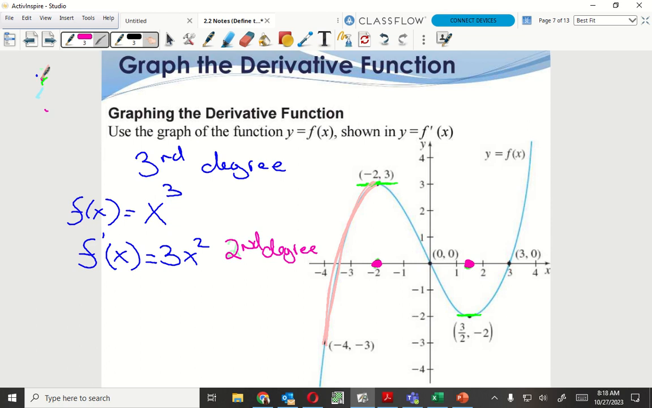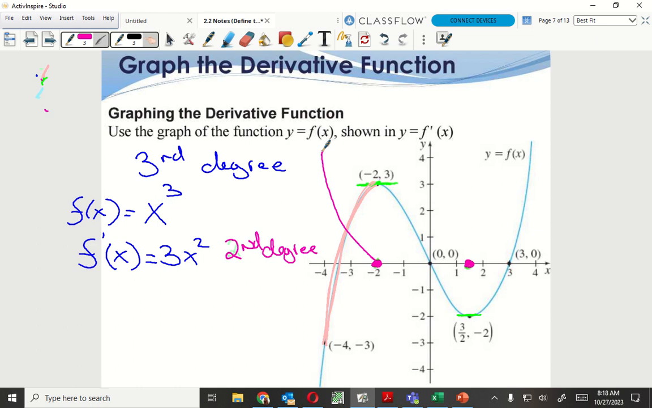If it's positive, is it going to be above the x-axis or below the x-axis? Where's the positive numbers? Above. So it's going to look like this. Does that make sense? Okay. So that's important.